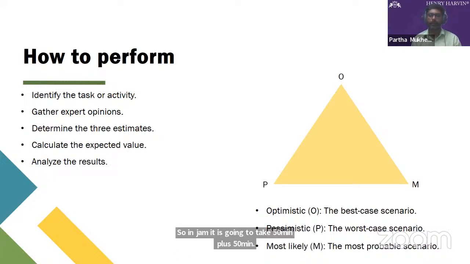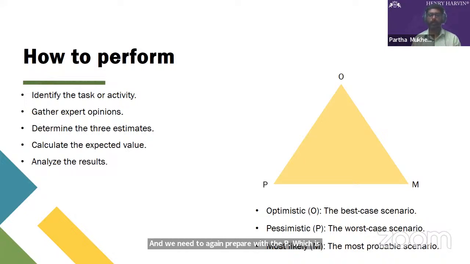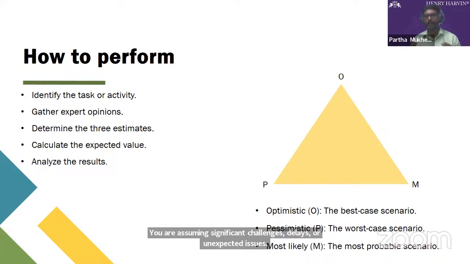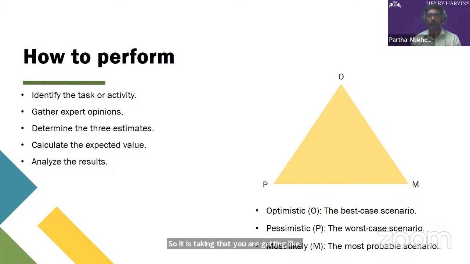And we need to prepare P, which represents the worst case scenario, assuming significant challenges, delays, or unexpected issues. So you are getting like 70 minutes to get to the office and 70 minutes to get back home. Now how can you tell? You can come up with this estimate: first 30 plus 30 means 60, plus 4 into M, which was 50 plus 50, 100 minutes, plus P, that is 70 plus 70, 140 minutes.